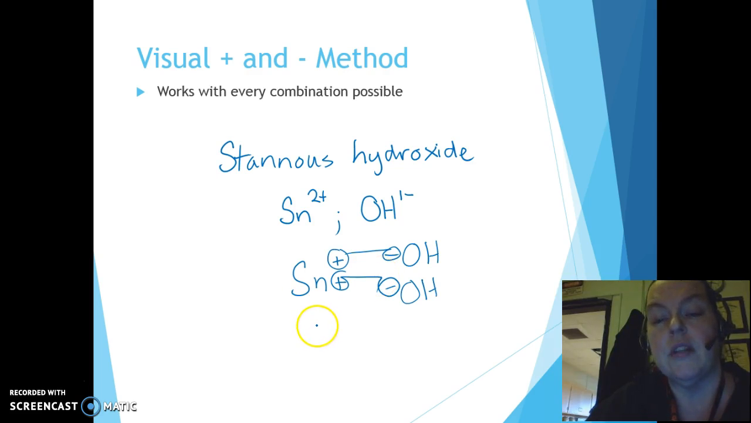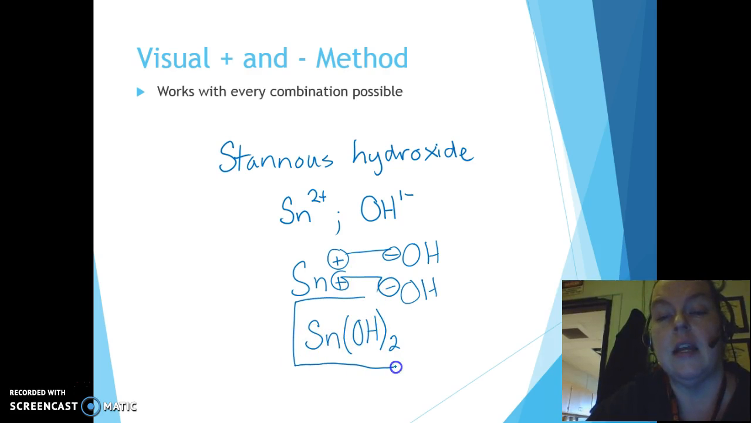So the formula for this compound is Sn, just one of them, and we have a group, OH. So we have to be really careful and stop and say, okay, let's put the group in parentheses, the whole group and nothing but the group. And then because we have two of them, we put that on the outside. So we get Sn(OH)2, and this is the answer for what is the formula for stannous hydroxide.